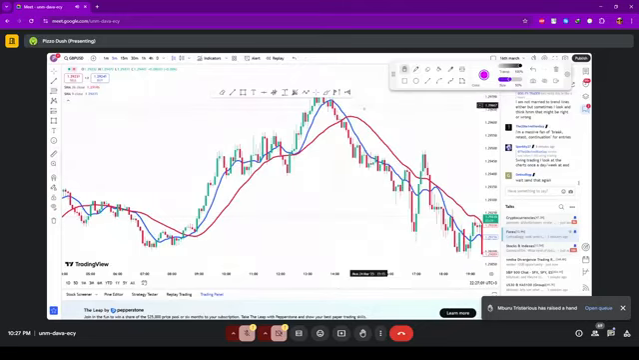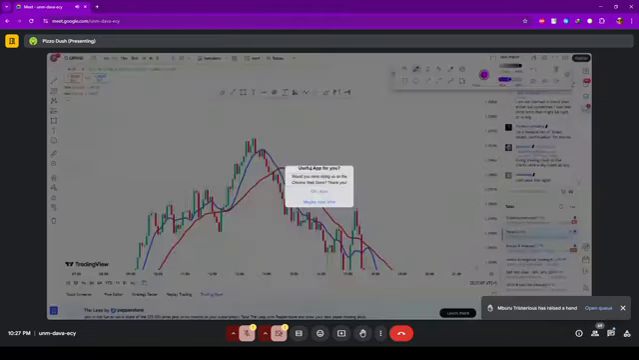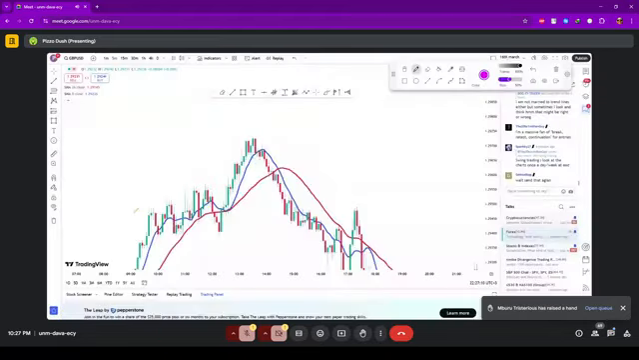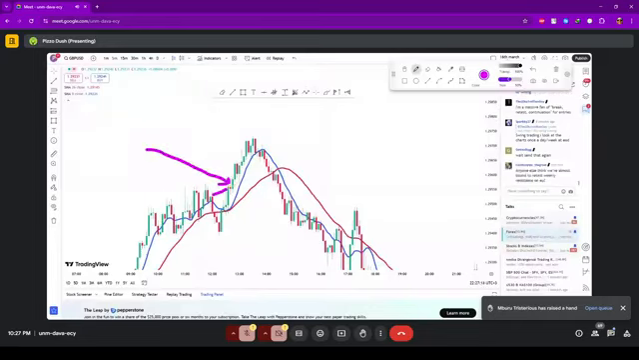Now, since tumesema when the blue moving average is above red, market inaenda juu. So what will happen? Market zikipitana. I mean moving averages zikipitana. I mean blue ipitwe na red ikuje juu. Tulisema blue ikiwa juu, market is on an uptrend.